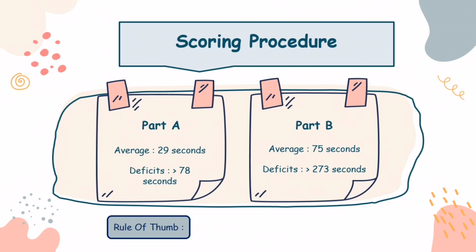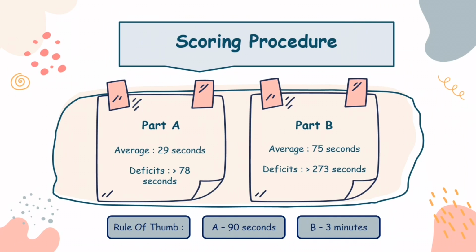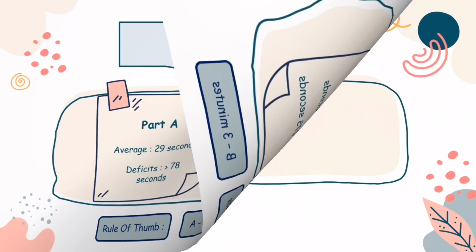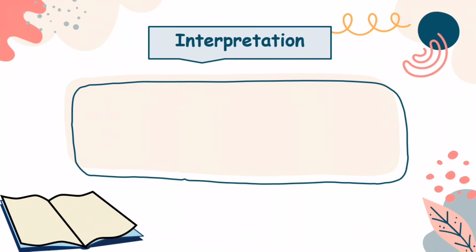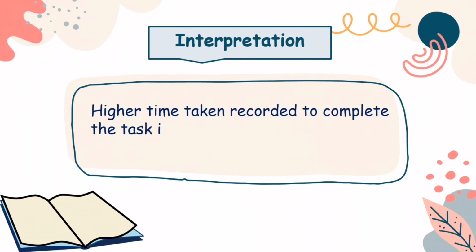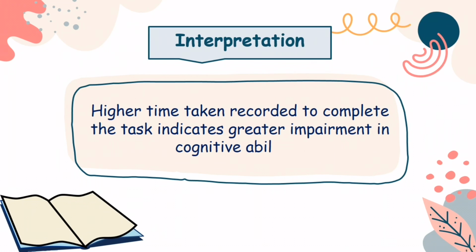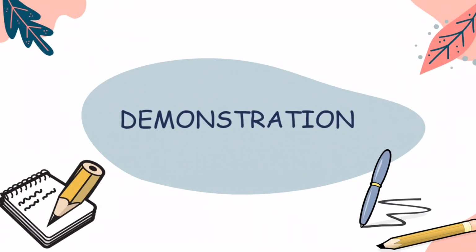The rule of thumb refers to experience or practice rather than theory. So in Part A, most finish in 90 seconds, while in Part B, most finish in 3 minutes. Interpretation: a higher time taken to complete the task indicates greater impairment in cognitive abilities. Demonstration of the administration procedure.